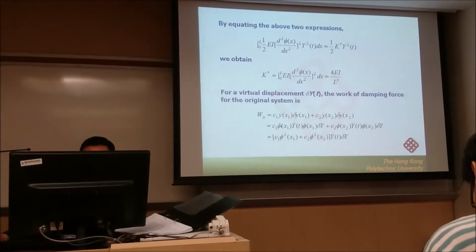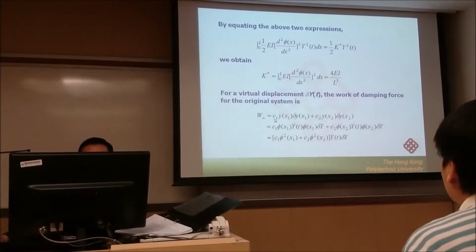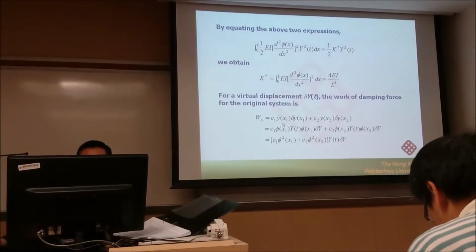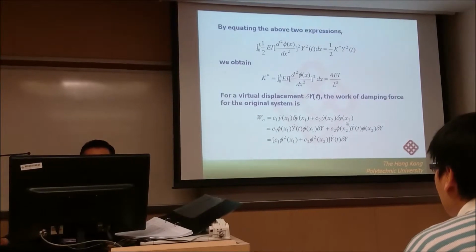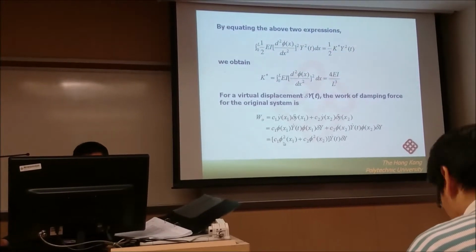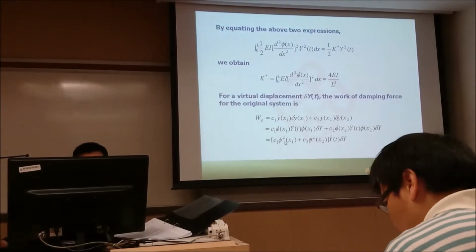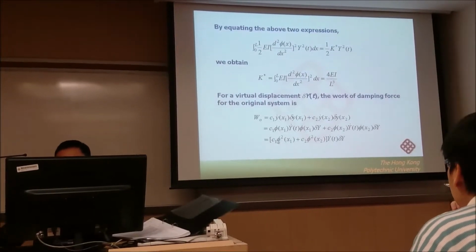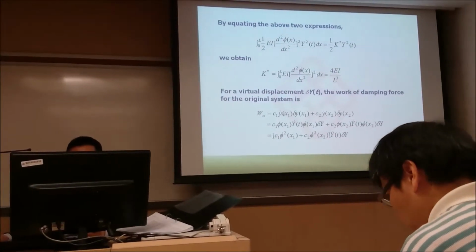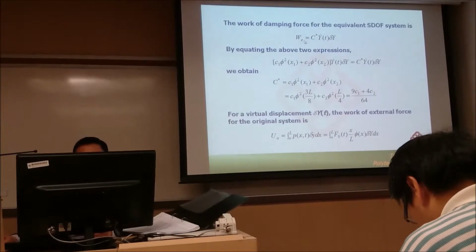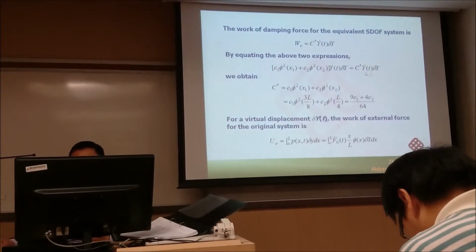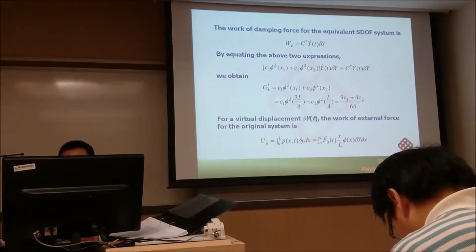And for the damping force, we have two dampers. So you have to calculate the work done by the two damping forces at different locations. Again, it involves the square of the phi function. I mentioned that many times. It involves the square of the phi function, and this is the equivalent system. From the equivalence of the two expansions, we can obtain the generalized damping.